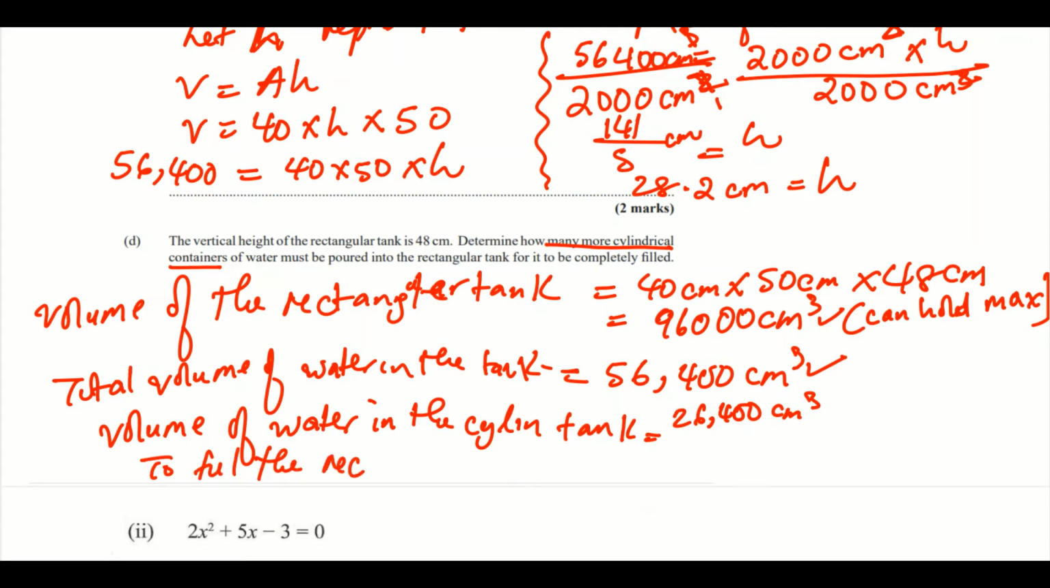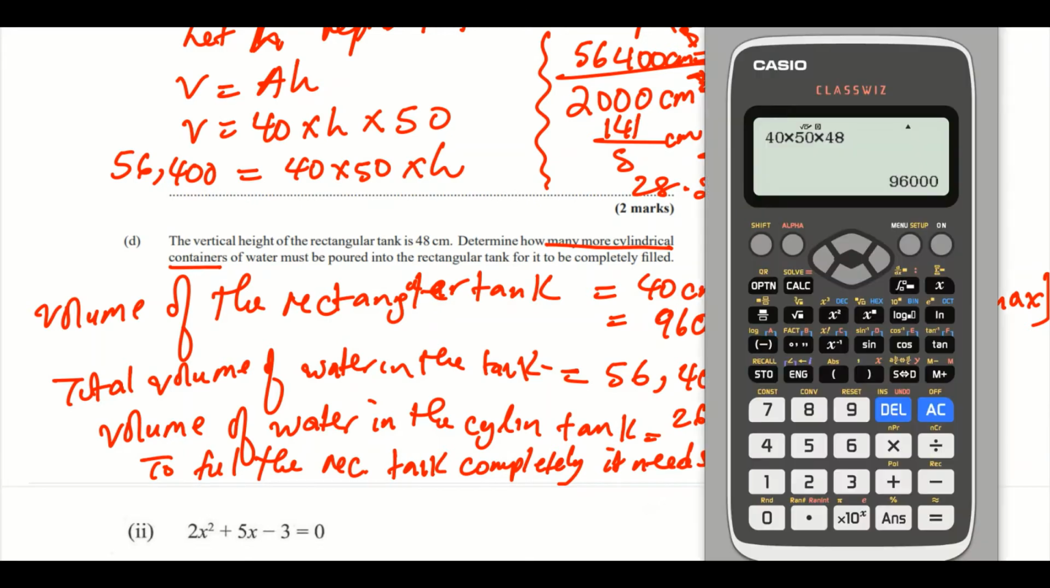So to fill the rectangular tank completely, it needs 96,000 minus 56,400. So it needs that much more to be filled. 96,000 minus 56,400, so it needs 39,600 more centimeter cube.